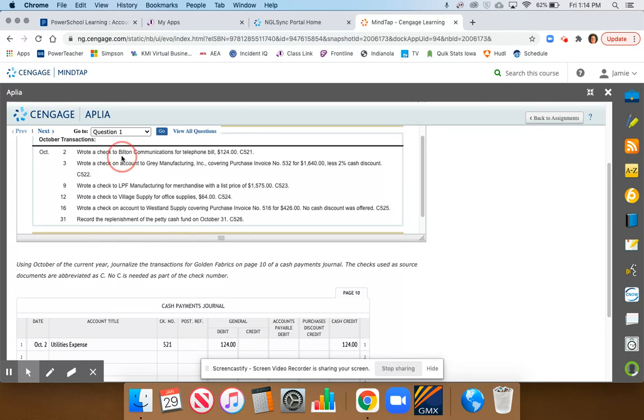And you might notice here that it says Built-in Communications. So why didn't we have to record who we paid it to? Well, we didn't owe them money. There was no accounts payable to Built-in Communications. We simply just got the telephone bill and paid it right on the spot. So we didn't owe them money like accounts payable. So nothing is affected other than the general debit and the cash credit.